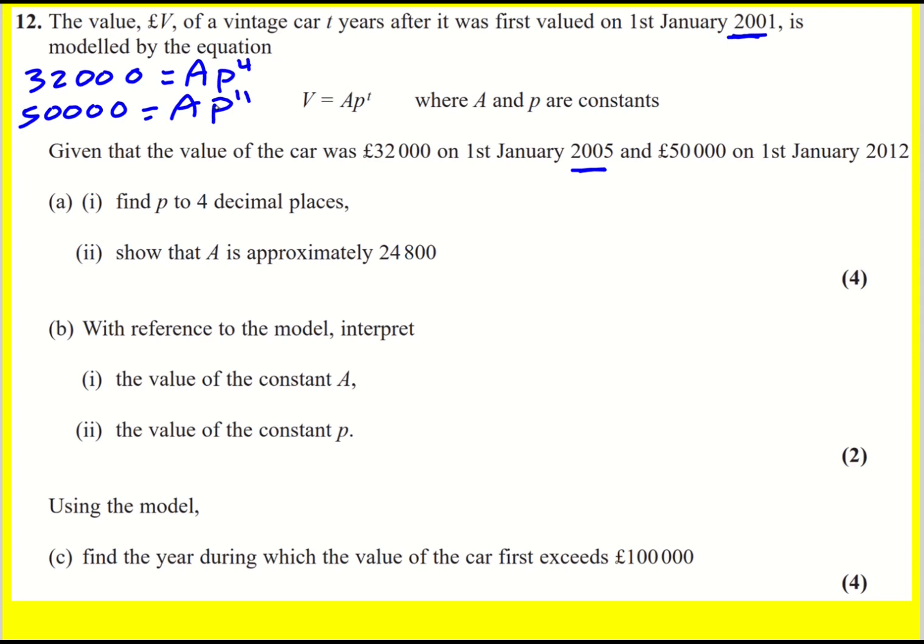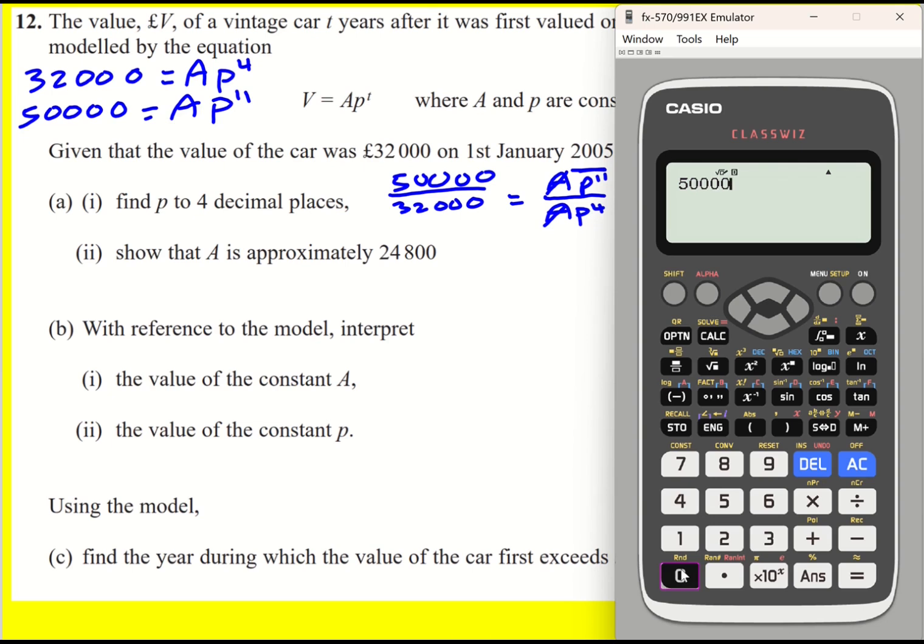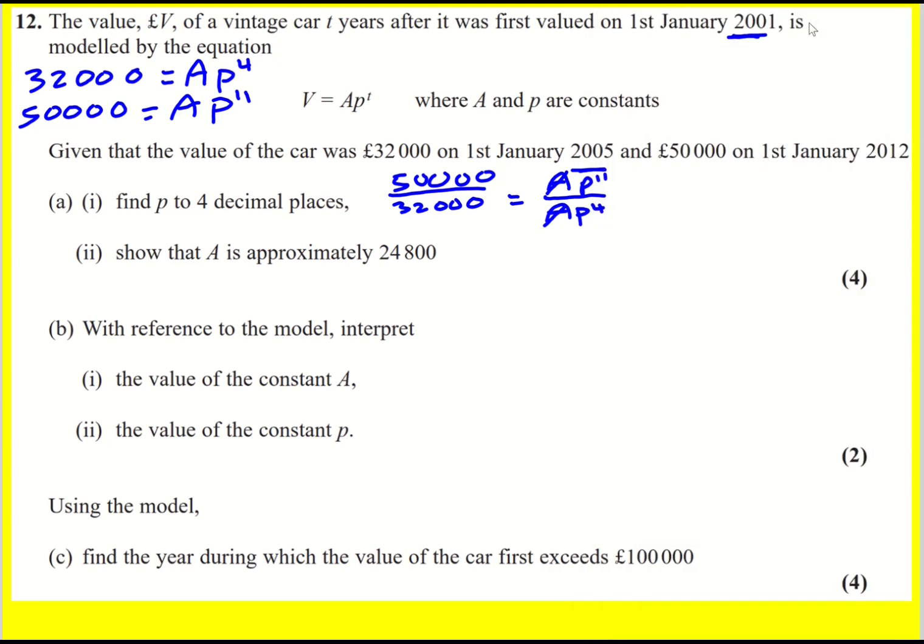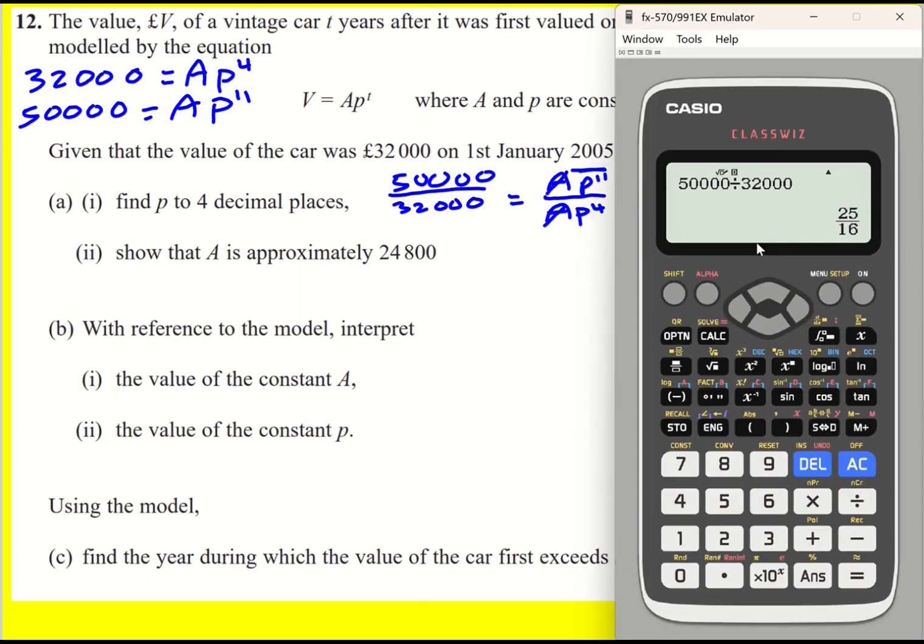We divide. We can do the bottom one divided by the top one, because then we'll get 50,000 divided by 32,000 will equal AP to the 11 divided by AP to the 4. This is perfect. The A's cancel. We're left with P to the power of 7. So P to the power of 7 is 25 over 16. Now I need to take the 7th root, actually.